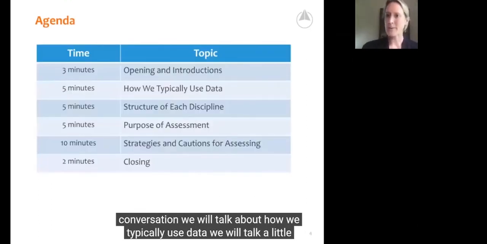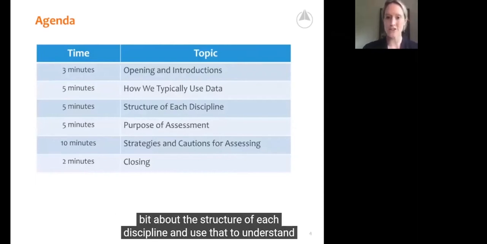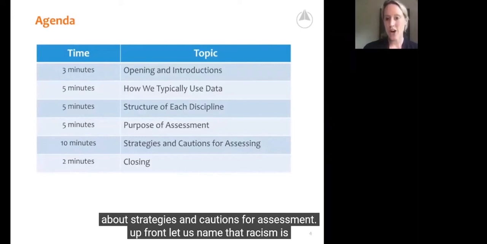We will frame our conversation. We will talk about how we typically use data. We will talk a little bit about the structure of each discipline and use that to understand the purpose of assessments and our options for assessments, and then talk about strategies and cautions for assessment.